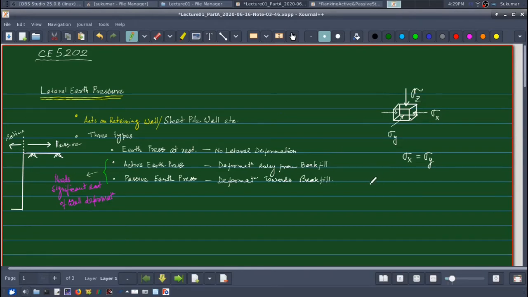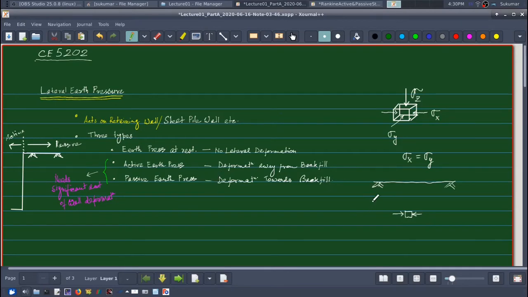Therefore, when the soil element is in its natural condition, suppose this is my ground level and I am considering the element within the soil mass, because the soil is extended to infinity in both x and y directions, this element cannot deform laterally because it is totally confined, and whatever normal stress acts on the lateral faces of the element under such a condition is called earth pressure at rest. Okay.